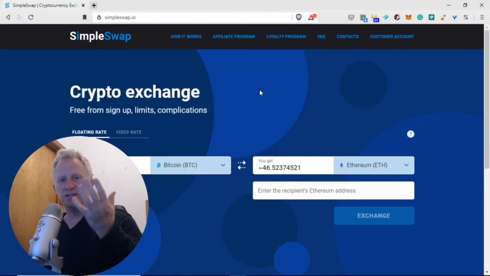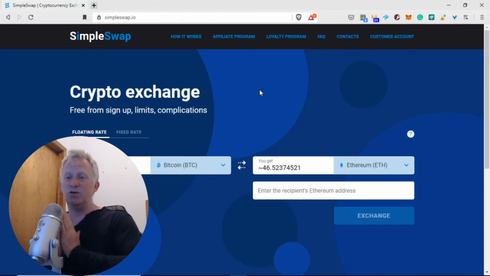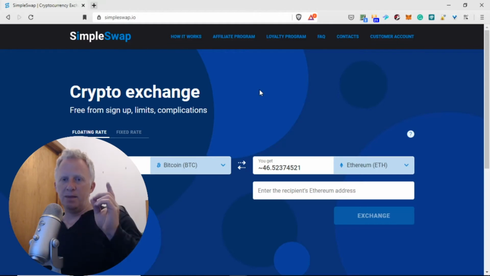In the case of SimpleSwap, it's convenient. They support over 300 cryptocurrencies, my friend. 300. This is a great thing, my friend. So basically, you swap, for example, one Bitcoin for Ethereum. You put your Ethereum address, you exchange, and then you transfer toward that address, and then in five operations, the exchange is going to make the transaction.